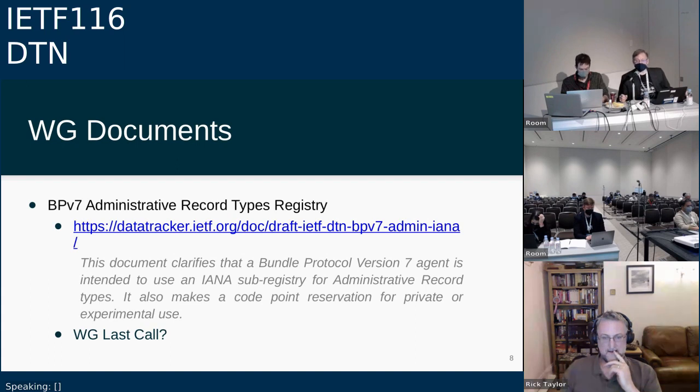The second document that we are looking at now is an update to administrative record types, or to create an administrative record types registry for BPv7. This is a somewhat small document that clarifies that the BPv7 agent is intended to use a particular subregistry for its administrative record types, and that it makes a code point reservation for private or experimental use. A request has been made for working group last call on this. For those that have either read it and do not believe we should do a working group last call on this, or for those that have a concern about doing a working group last call on this, are there any concerns about taking this to working group last call at this time? If so, please let us know now. And Mark is going to join the queue.